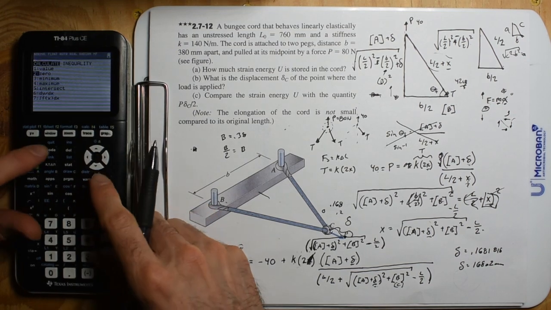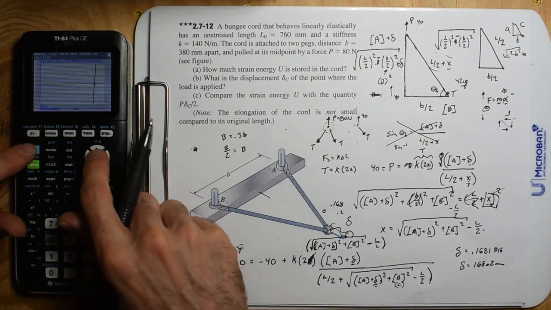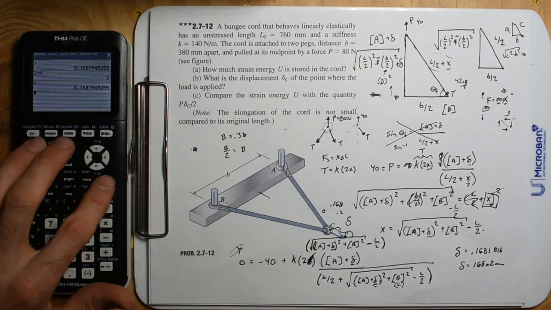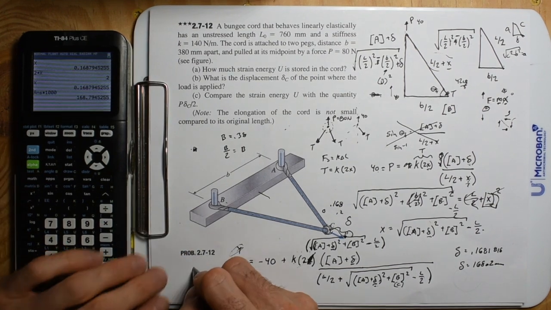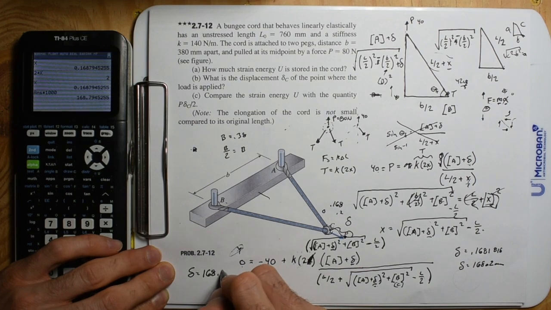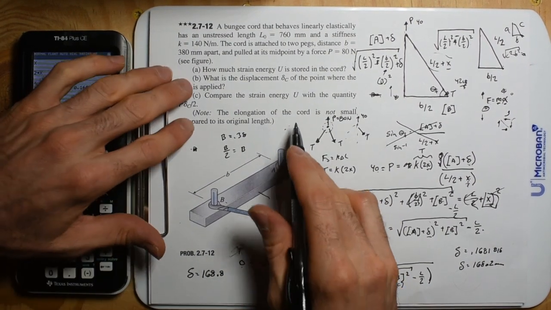I'm going to go value 0, left bound, right bound, guess, and now I can go x is now that x value. So just kind of cool, and multiply by 1,000. So we do have this delta is 168.8. But now the second part of this problem wants to know about energy.